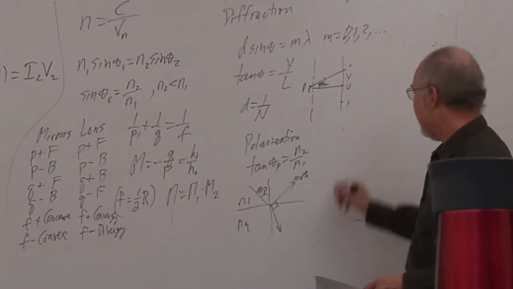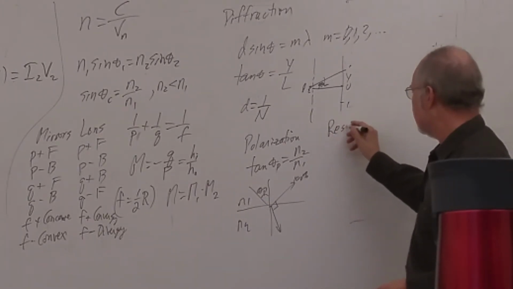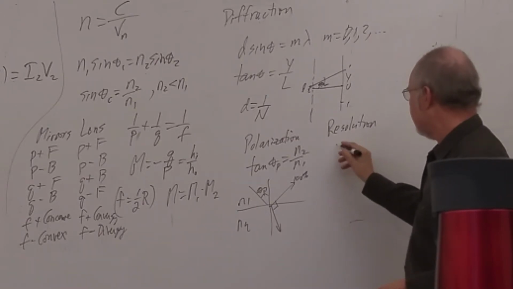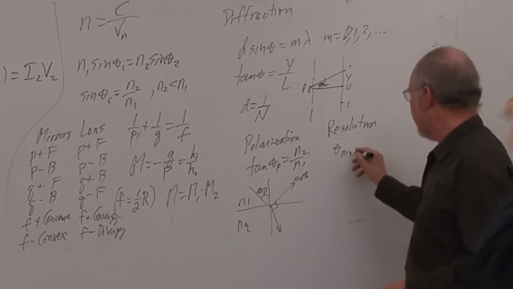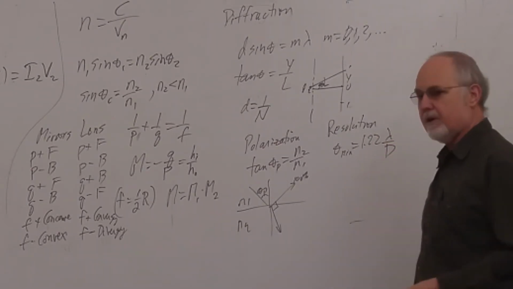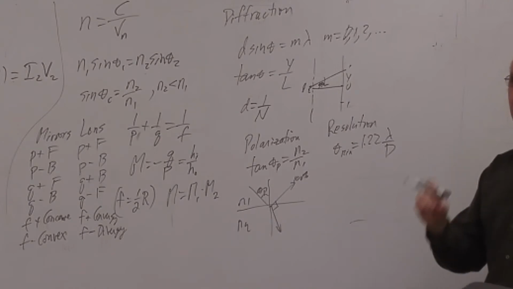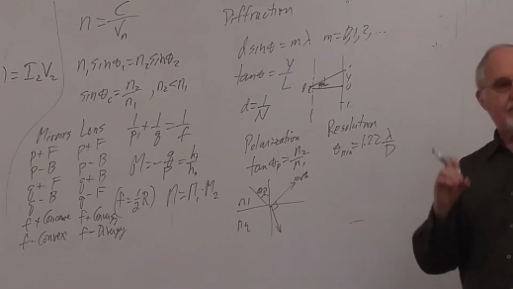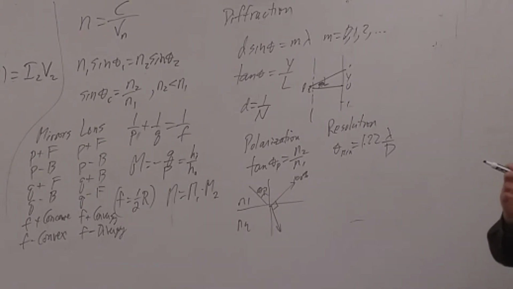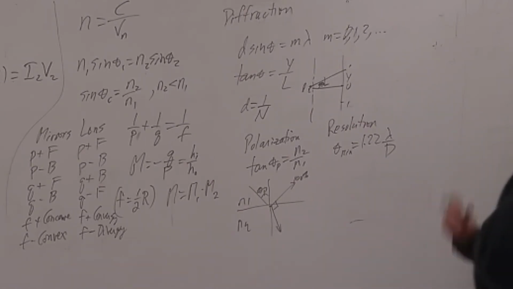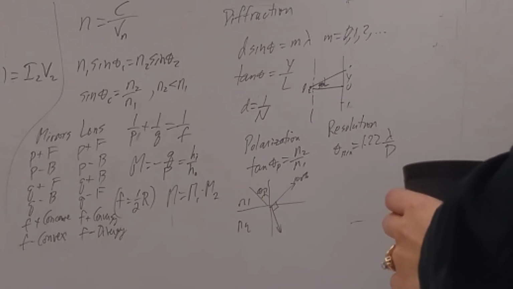And then the other thing that we had is resolution. The minimum angle of resolution is 1.22 wavelength over the diameter of a circular opening that you're looking through. That could be the pupil of the eye, it could be the diameter of a telescope, it could be the diameter of a radar dish, whatever.